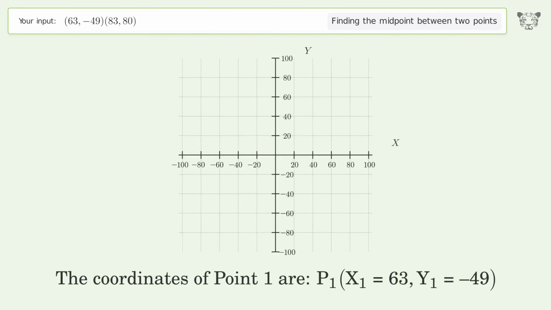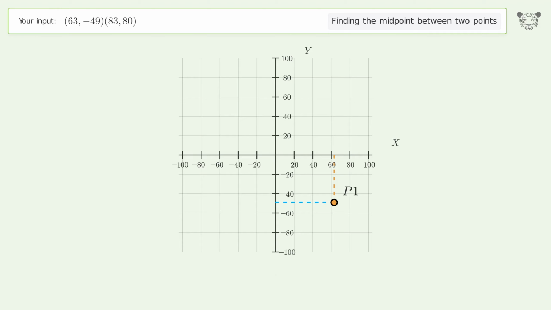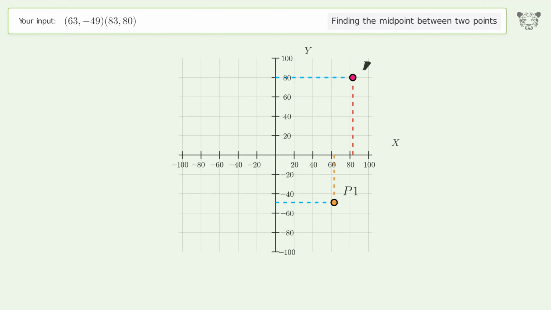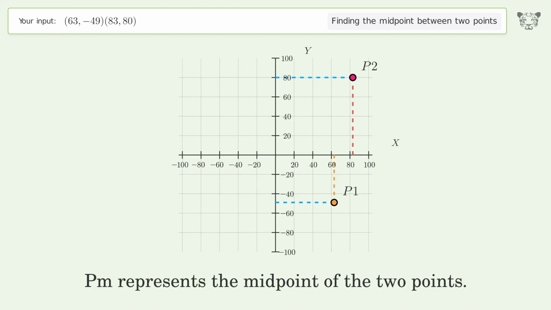The coordinates of point 1 are x1 equals 63, y1 equals negative 49. The coordinates of point 2 are x2 equals 83, y2 equals 80. PM represents the midpoint of the 2 points.